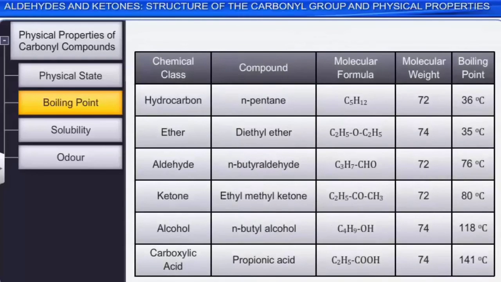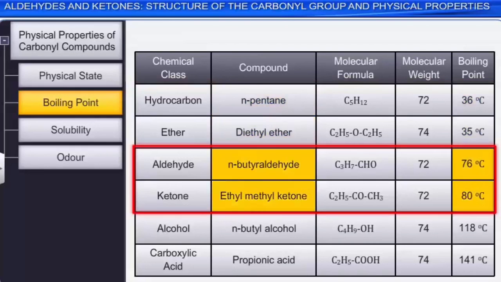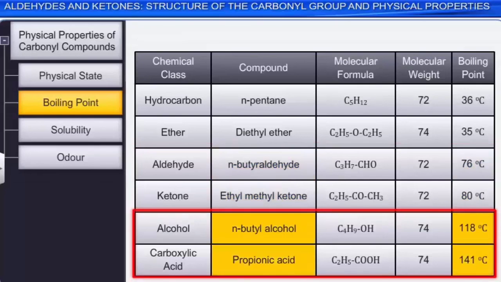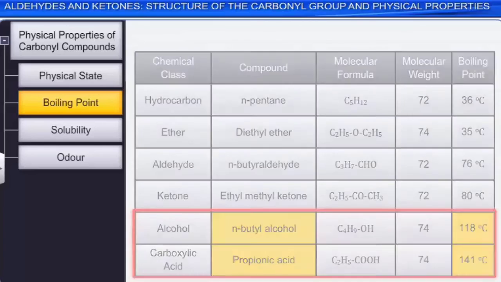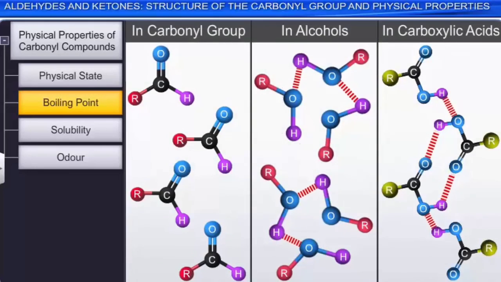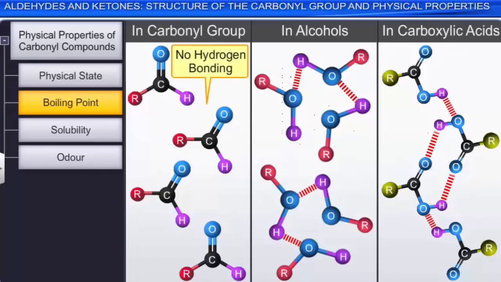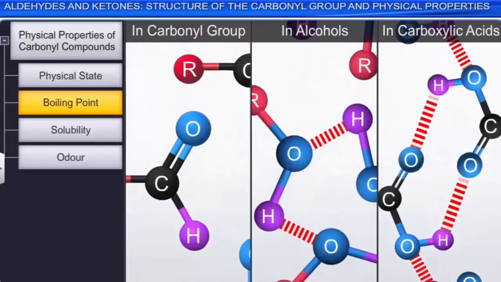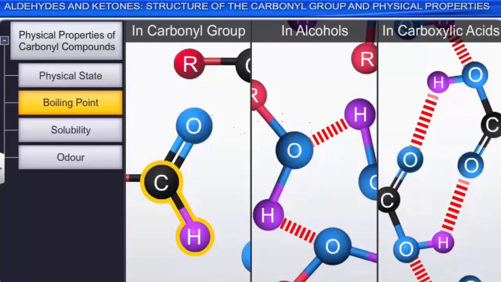Observe this table about compounds of almost similar molecular weights, 72 to 74. We see that non-polar hydrocarbons like n-pentane and weakly polar diethyl ether have lower boiling points than that of polar n-butyraldehyde and ethyl methyl ketone. However, their boiling points are lower than that of n-butyl alcohol and propionic acid. This is because carbonyl compounds are not capable of forming intermolecular hydrogen bonding by themselves, since they contain a hydrogen bonded to carbon, but not to oxygen.